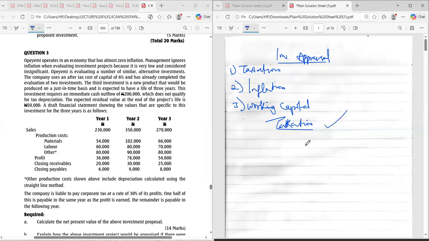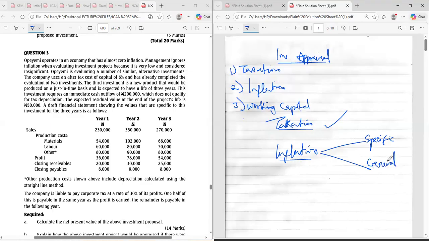The next one is inflation. Inflation is the persistent rise in the price of goods and services. What it means is that the value of money is dropping. Now, under inflation, we have 2 types of inflation. We have specific inflation and we have general inflation.